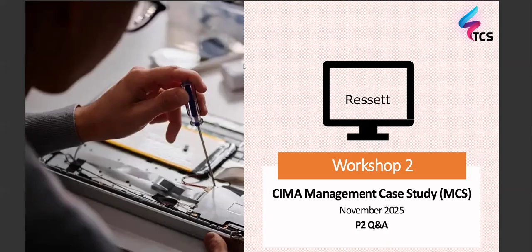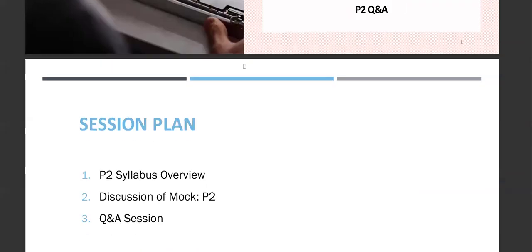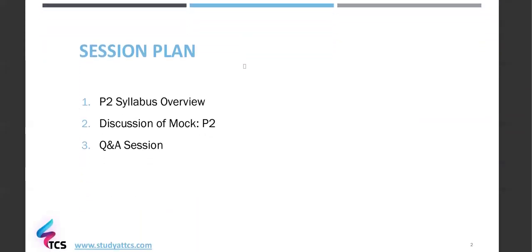Today's workshop is focused on P2 and the session plan includes the P2 syllabus overview, followed by a discussion of a mock exam task, or as we refer to it, masterclasses, and the session will include a Q&A for you to clarify any questions pertaining to today's workshop or in general pertaining to MCS exam prep.